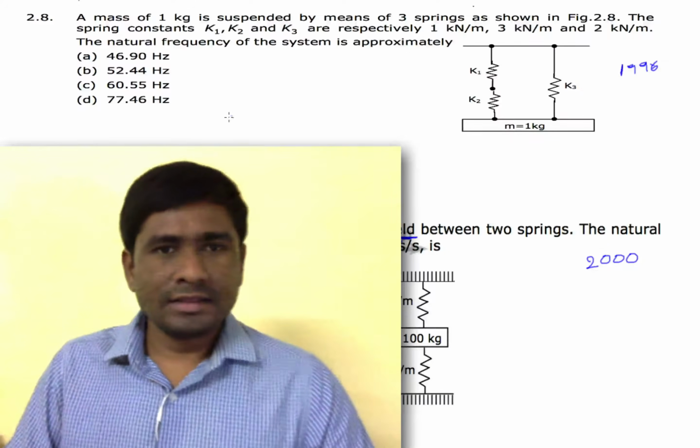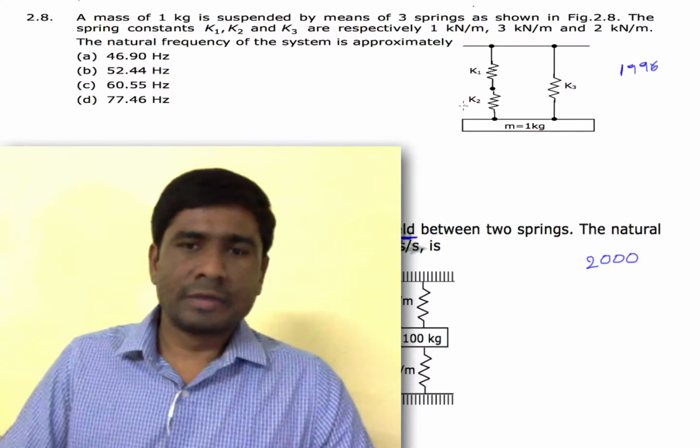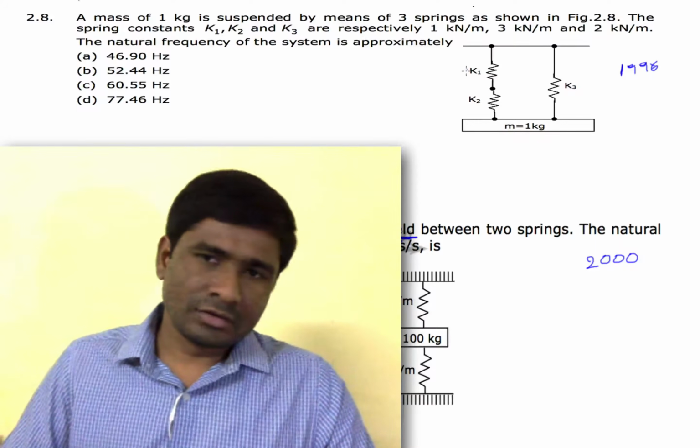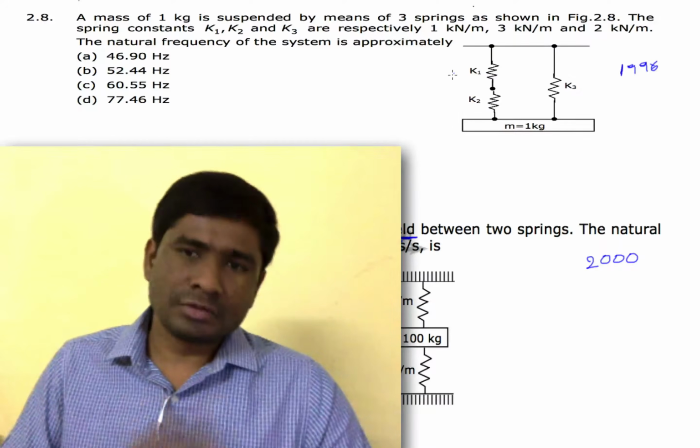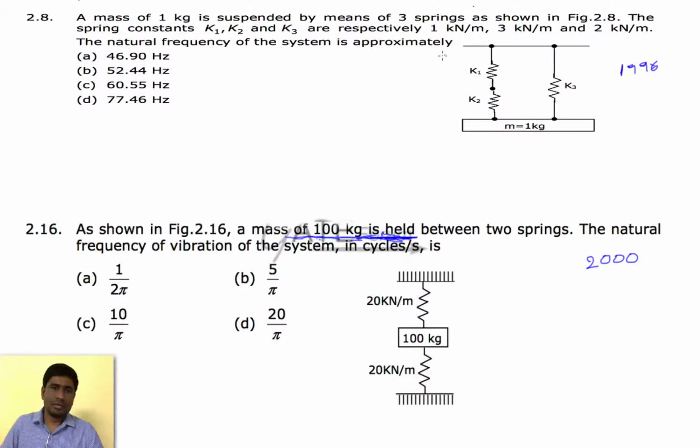Now we will see example problems involving these springs. We have already seen how to calculate when the springs are connected in series, as well as when the same springs are connected in parallel. This problem is given in 1996. Here, first these two springs K1 and K2 are connected in series, and this series connection is in turn connected with K3 in a parallel position.